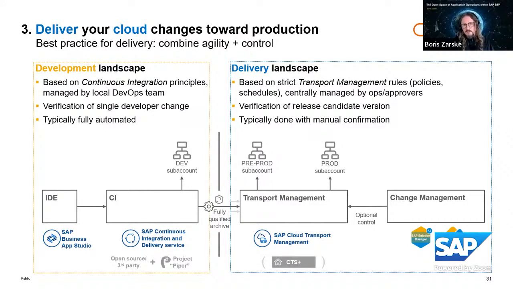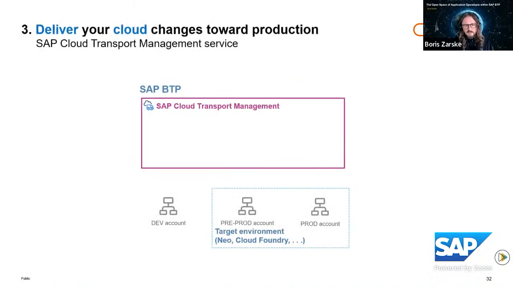And here you see the different teams, tools, I mean, the IDEs. For CICD, we have the continuous integration delivery service or open source third party with Project Piper. Here we have Cloud Transport Management Service or CTS if you only want to have development content artifacts. And here, the strategic operations platforms.